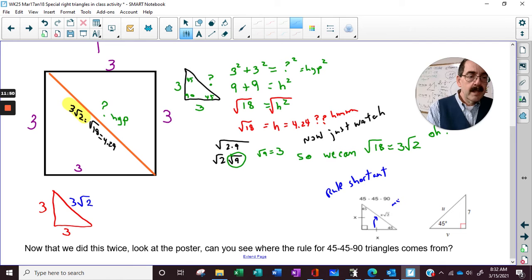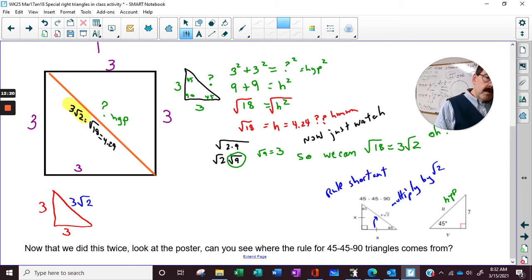multiply by radical 2 when you go toward the hypotenuse. Everybody write that down. We multiply when we go toward the hypotenuse. Now, pause the video, have a discussion. If we multiply going toward the hypotenuse, what do we do when we come back?